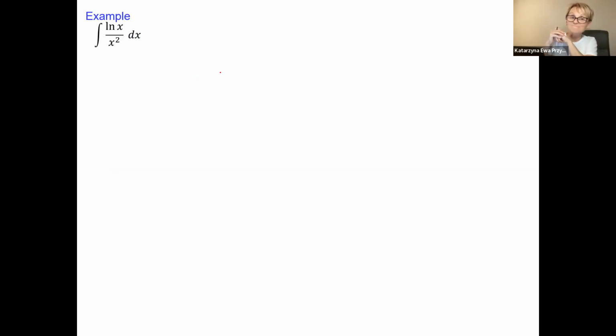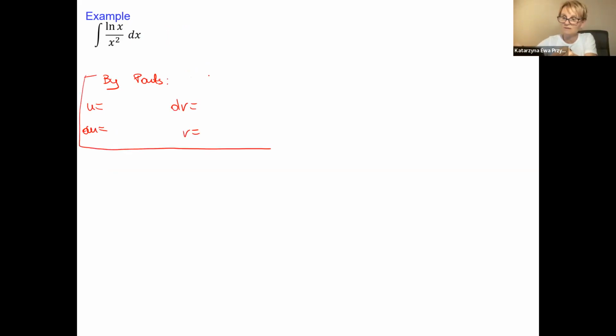What about this one? Natural ln of x over x squared. That means there's an extra x, and that extra x will not let us nicely use the U substitution and simplify. That means this will be integration by parts. Let's do it. U, du, v, and dv. Okay, what is U, what is dv?